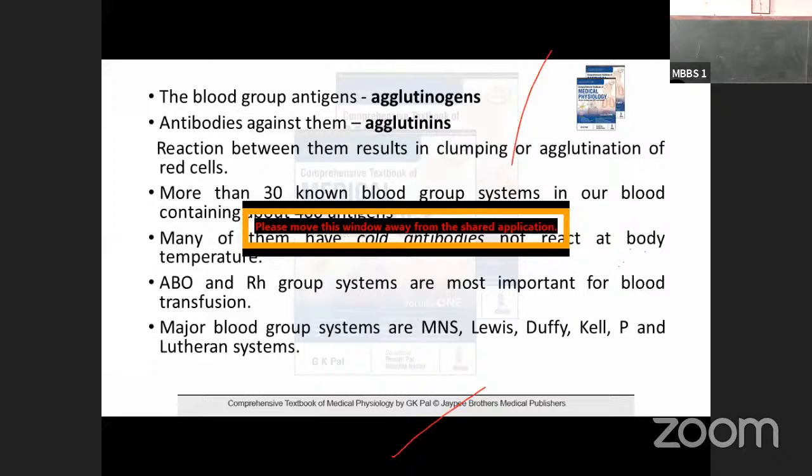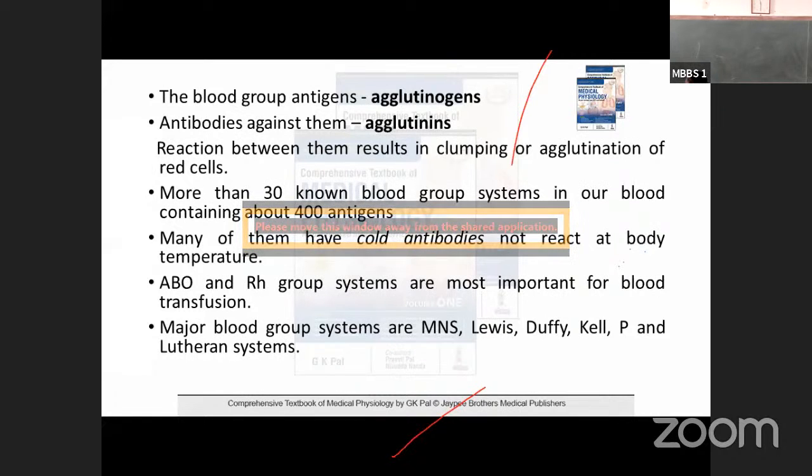Another system in the blood group is the RH. ABO and RH system, that is RH positive and RH negative, which is derived from the rhesus group. And major other systems are MNS, Lewis, Duffy, Kell, P, and Lutheran systems. You should be able to enumerate the other systems. Only the names of these systems are important for the viva.